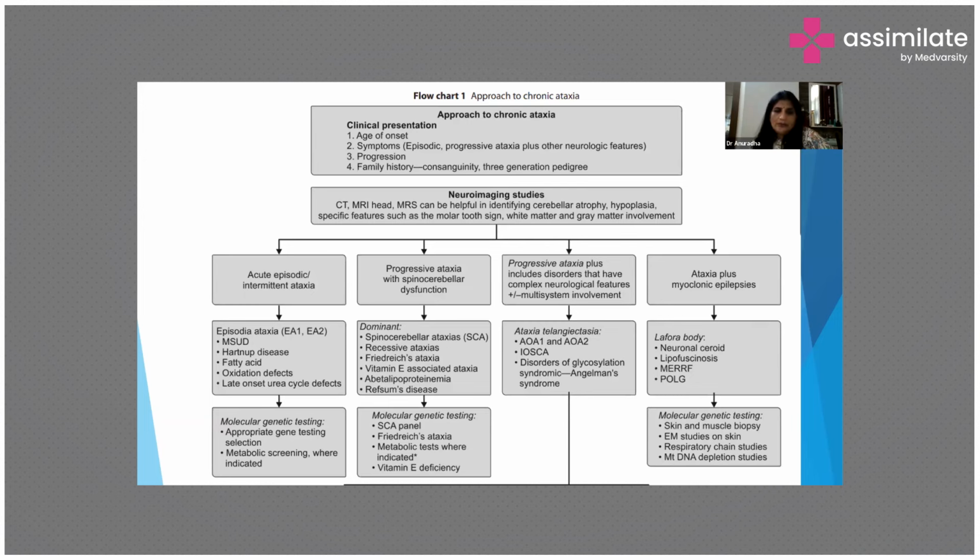Episodic ataxia may be seen in maple syrup urine disease, Hartnup disease, late onset urea cycle defect. Autosomal dominant ataxia is seen in spinocerebellar ataxia, Friedreich's, abetalipoproteinemia, vitamin E deficiency. We'll take the important ones one by one, the rest we'll skip.